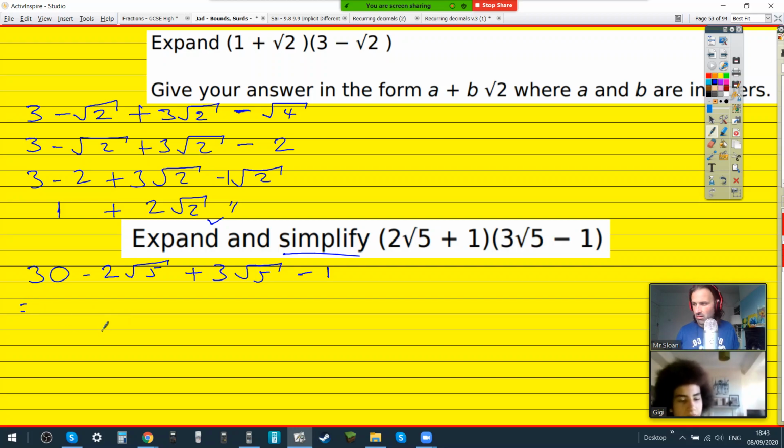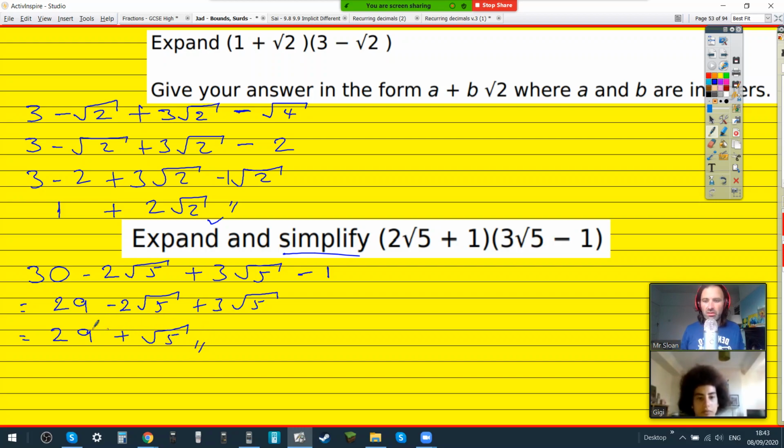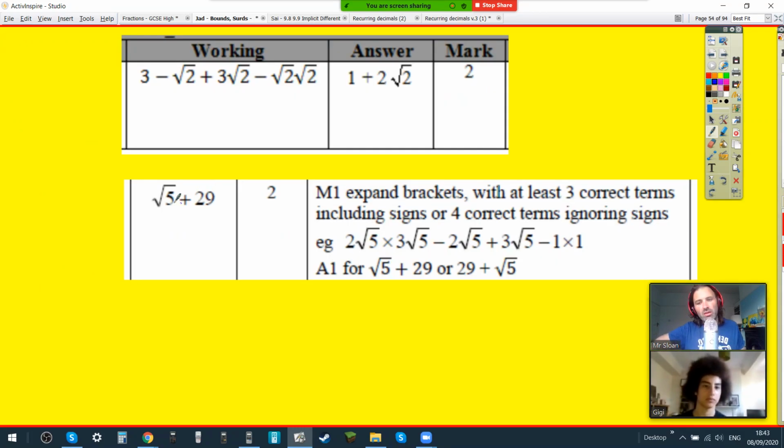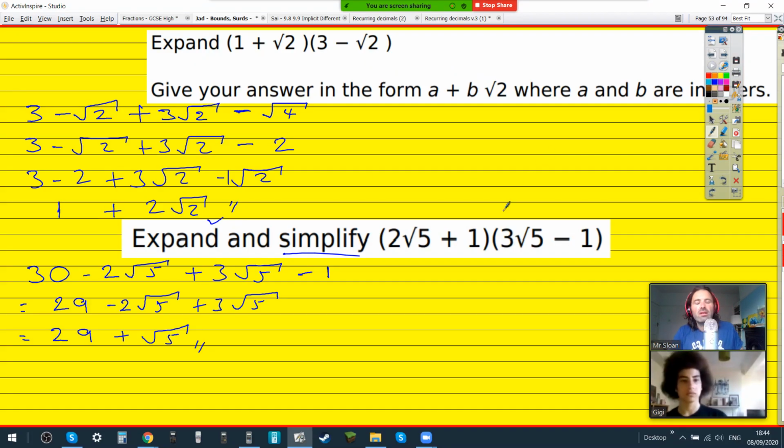So it would be 29 minus 2 root 5 plus 3 root 5, which would be 29 plus root 5. Well done. 29 root 5 means 29 times root 5. This is plus, 29 plus root 5. Your way of writing it is better, because you might accidentally do that and say, oh, it's root 34, which it isn't. Great. Any questions with that?